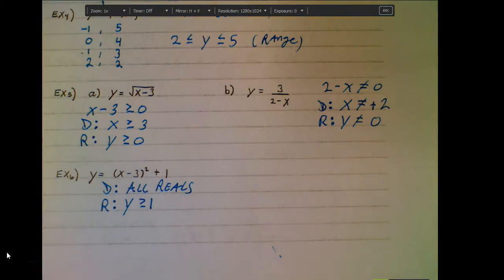So never be afraid to use the graphing calculator to help you determine domain and range. It really is a pretty helpful tool for those.